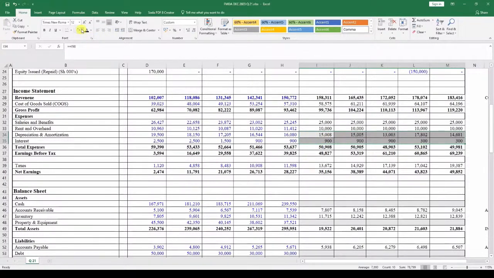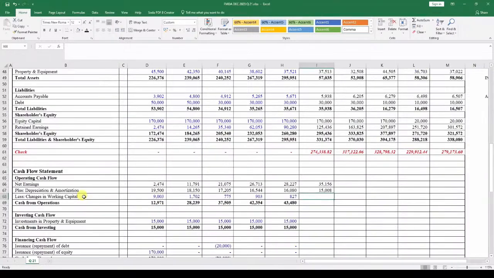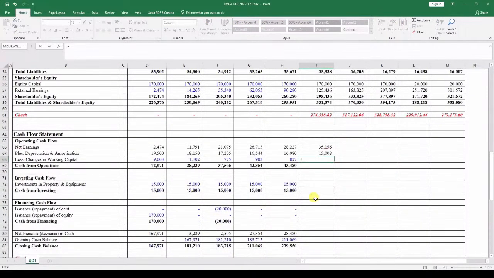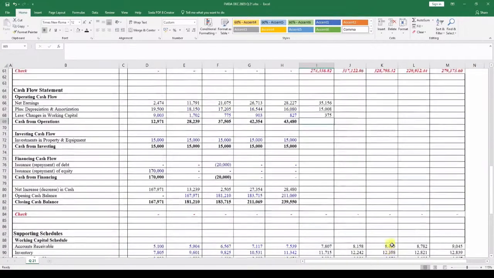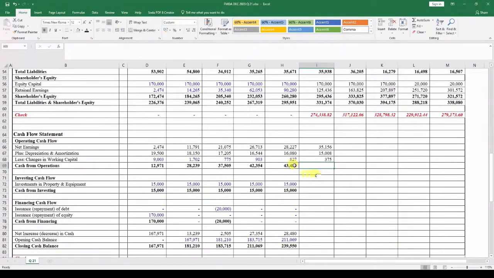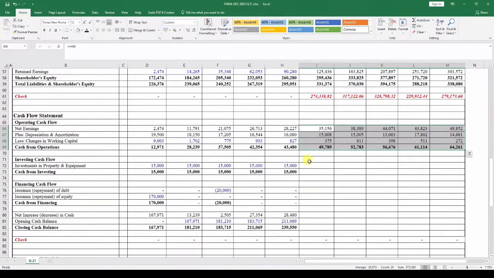And for the change in working capital, where do we pick it from? We pick it from the supporting schedules right here. Change in net working capital, and we pick that value. Because this is black and it's a formula, just drag it like so. Now we're almost there, but not quite there yet.